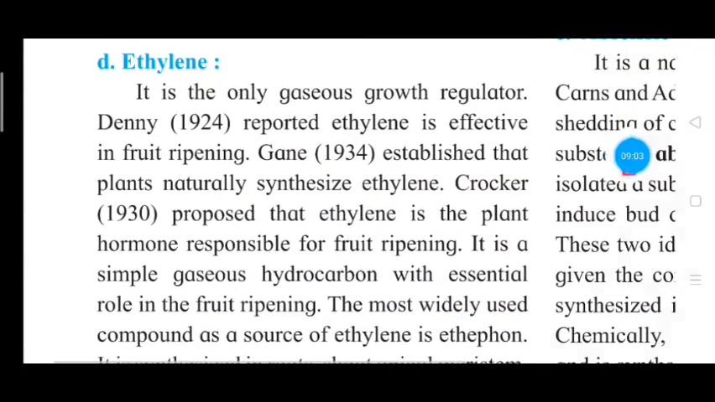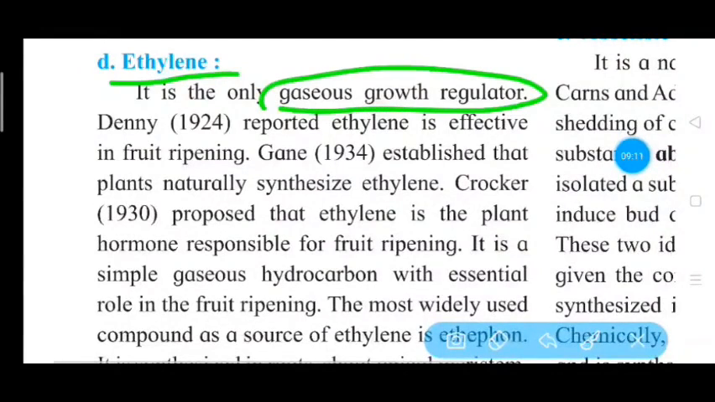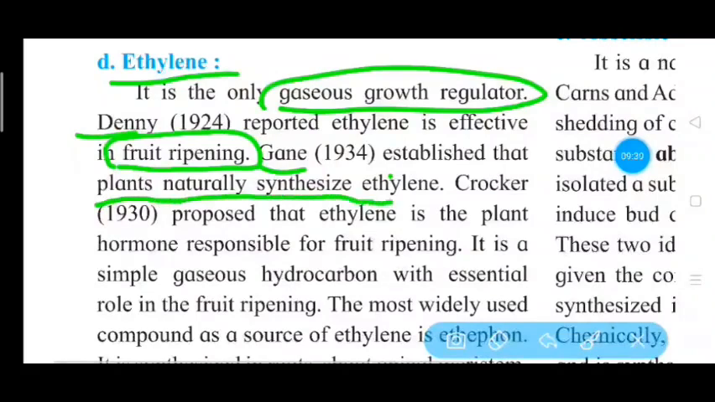Here the next hormone is ethylene. Ethylene is a gaseous growth regulator. Denny reported ethylene is effective in fruit ripening. Remember this, ethylene is involved in fruit ripening. Here again, it was established that plants naturally synthesize ethylene. Crocker proposed that ethylene is a plant hormone responsible for fruit ripening.